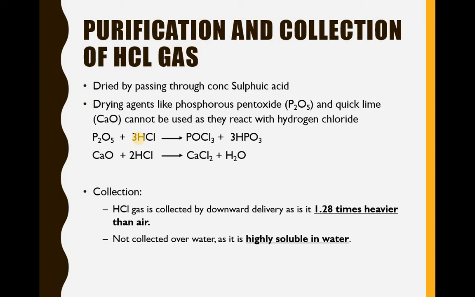So how to do the purification and collection of the HCl gas? This gas is dried by passing through concentrated sulfuric acid, because both are acidic in nature, so they won't react. There are other very popular drying agents like phosphorus pentoxide and quicklime, that is calcium oxide. These cannot be used because HCl, that is hydrogen chloride, reacts with them. With phosphorus pentoxide, it gives phosphorus oxychloride and phosphorus acid. With calcium oxide, it gives calcium chloride and water.